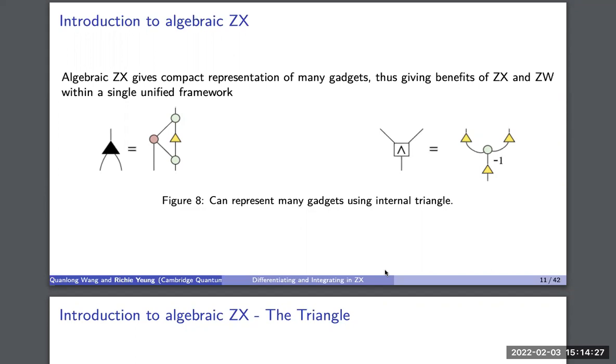Although there are translations between all these calculi, when we translate gadgets from other calculi to algebraic ZX, you get this kind of internal low-level representation using the yellow triangle. But on the other hand, when you translate the yellow triangle to other calculi, you get a very large diagram. So to me, it seems like algebraic ZX is the right way to do these general problems, because it gives you compact representations of many different types of gadgets. It gives you the benefits of ZX and ZW calculus, for example, within a single unified framework.